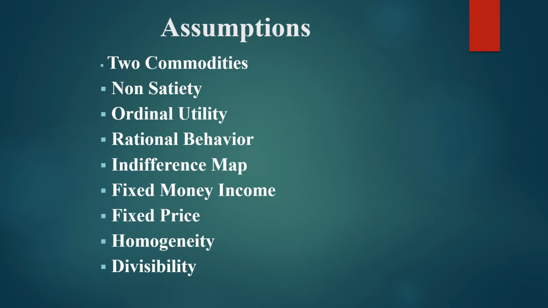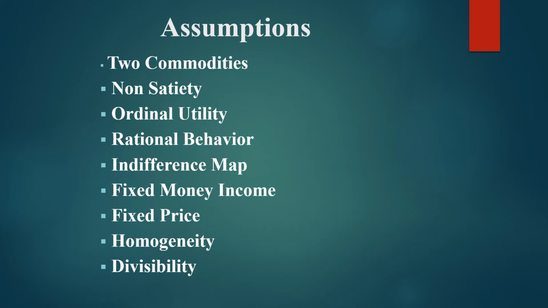And then rational behavior. What is rational behavior? The consumer behaving rationally means he is getting maximum satisfaction with minimum income. And the next one is the indifference map. Indifference map means the consumer will have a group of indifference curves; all these indifference curves together form the indifference map. And then the consumer has a fixed money income; his income is not increasing or decreasing. And then the price level is also fixed. The prices of the two commodities the consumer is going to purchase are not changing.